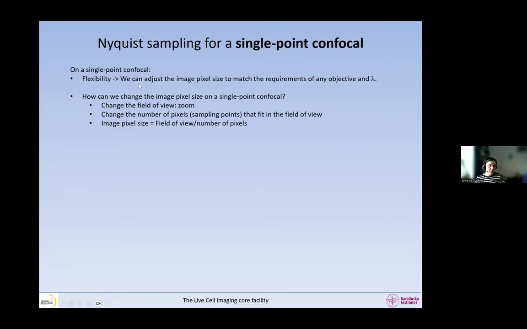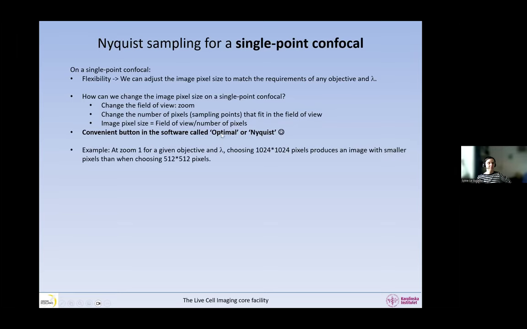So we have lots of flexibility on a single point confocal. And on top of that, there is a fantastic button in the software, and that is true for all single point confocals. We have a button called Optimal or Nyquist or Nyquist Sampling, depending on the company. Anyway, all these buttons are exactly the same. What they do is change the pixel size so that it matches the optical resolution of the objective and the wavelength. And so they give you the Nyquist sampling pixel size.